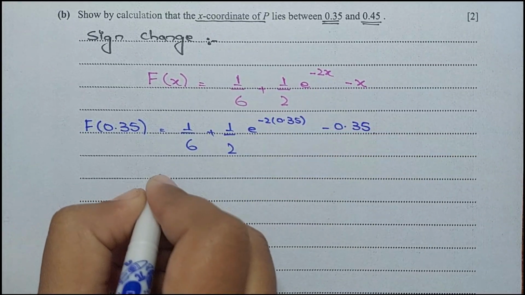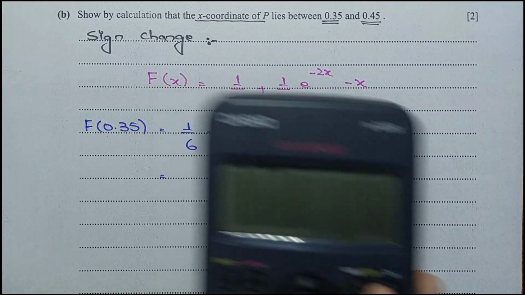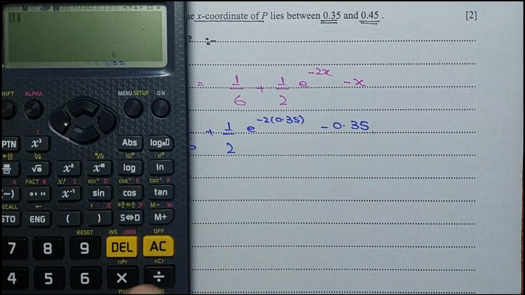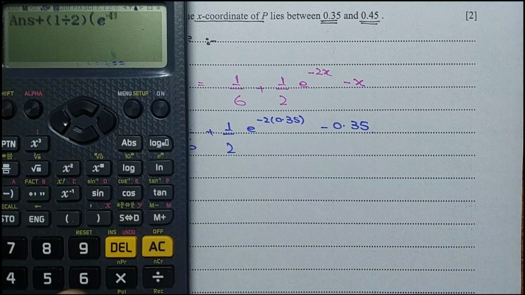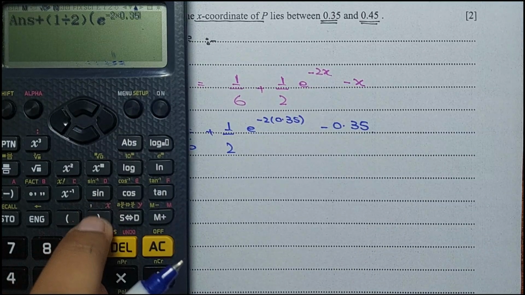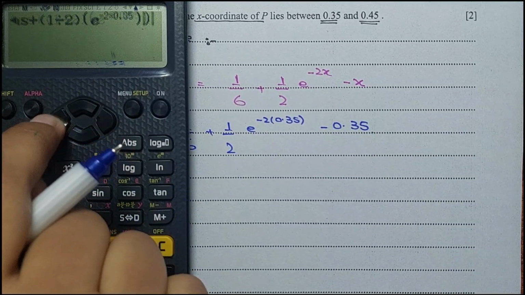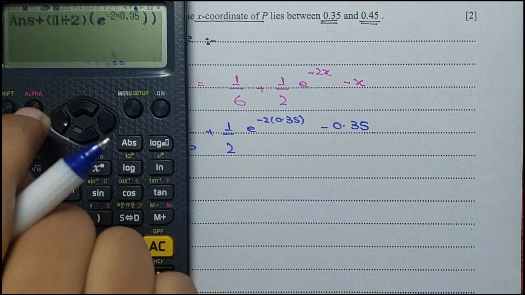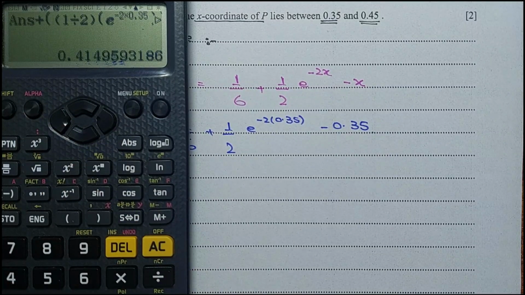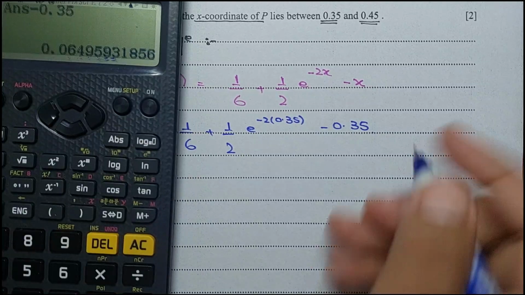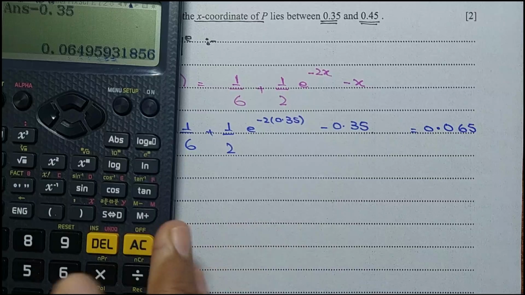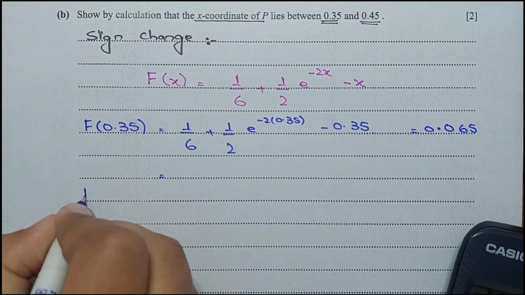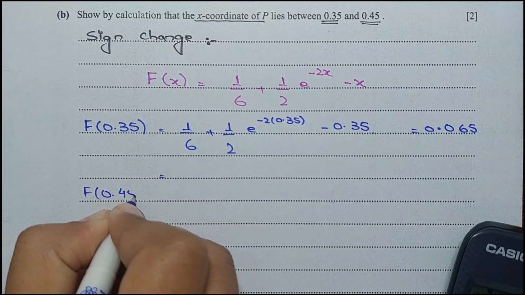Okay, let me solve this. 1 over 6 plus 1 by 2 into e to the power minus 2 times 0.35, bracket, and minus 0.35. Okay, this is 0.065. Okay, now the other one is, what is f of 0.45?